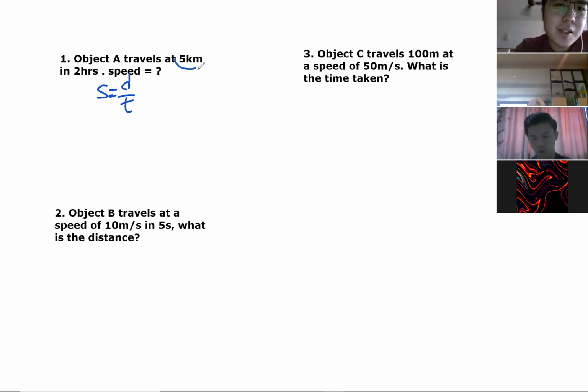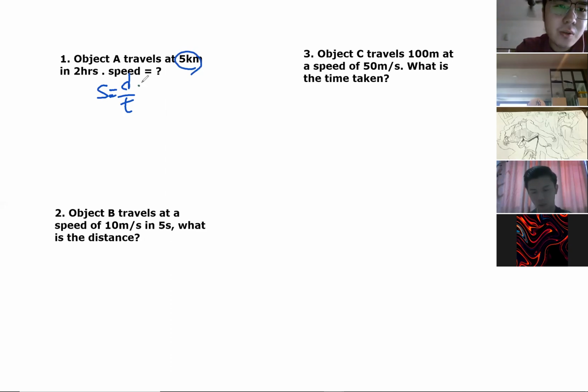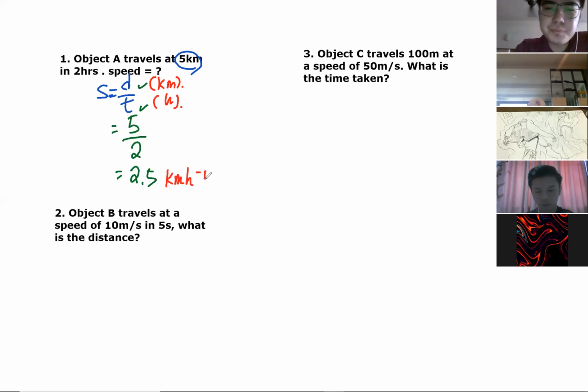So you have 5 km, which is distance, so you have d, and 2 hours is time. Now you want to find speed. S = d/t, so d is 5 divided by 2 hours. So 5 divided by 2 is 2.5. The distance is in km and the time is in hours, so your unit is kilometer per hour, not meter per second, kilometer per hour.